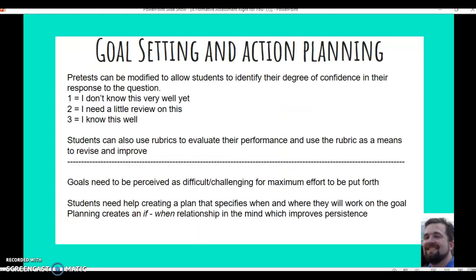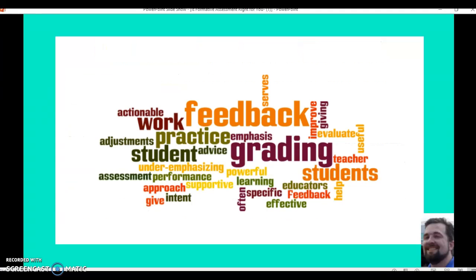Goal setting and action planning are going to be very important. You need to have students self-assess themselves in terms of their strength and knowledge when they take a pre-test. Goal setting is going to be important. You want to give them challenging, difficult goals because then they will put forth real effort. And you need to work with them on creating a where and a when. When students have a where and a when, they become more conscious, and there is a link with an if-then kind of feedback loop in their mind.